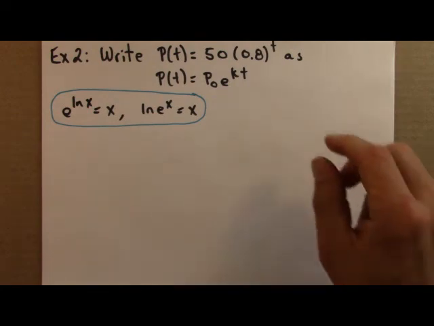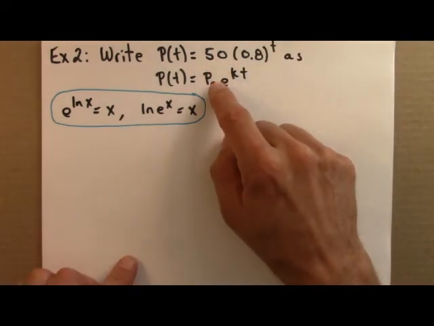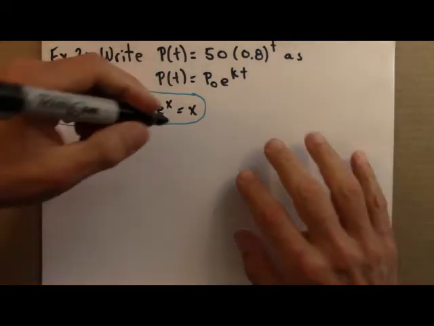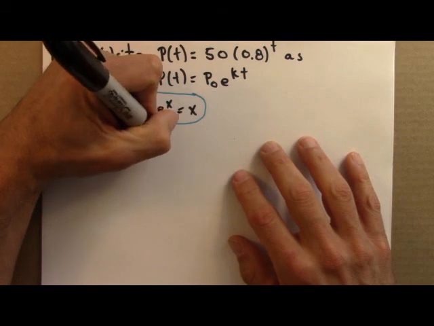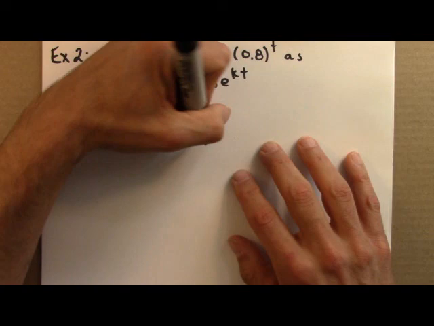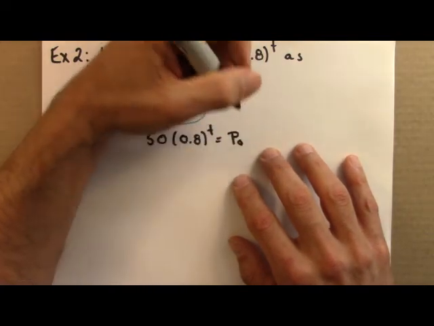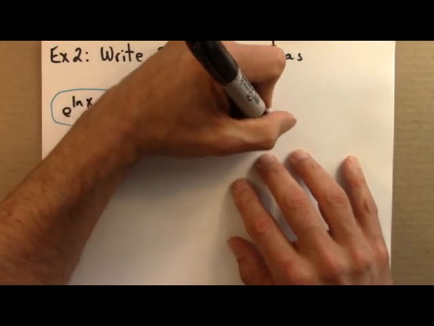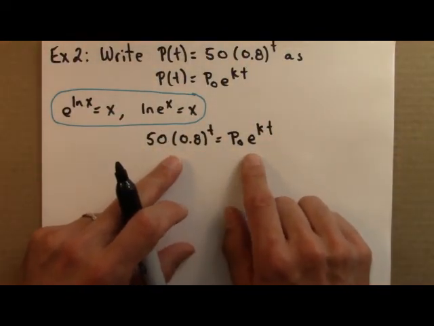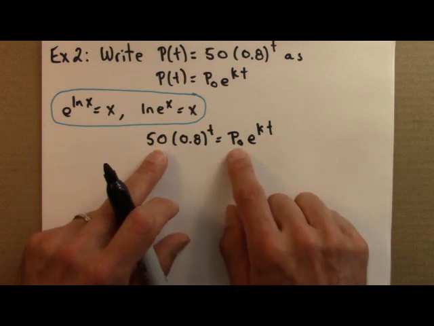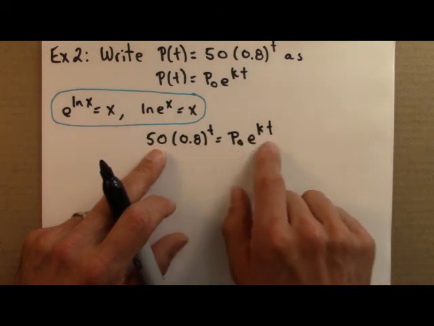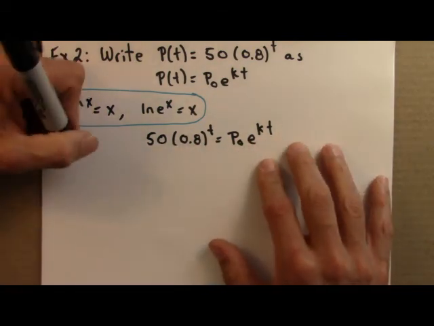So we want to write this as that. So we want these two things to be equal. So let me write that. We want 50 times 0.8 to the t to equal p naught times e to the kt. So we want this equality to be true. So we can see that p naught is going to be 50. And then we're going to have to worry about this exponent thing.